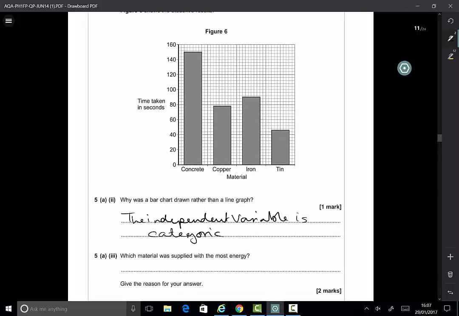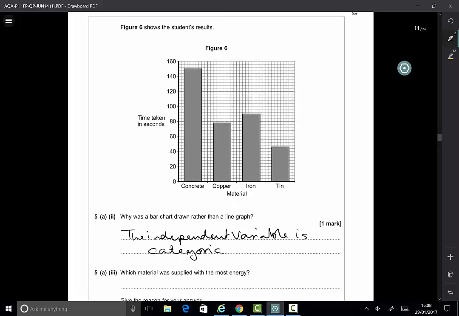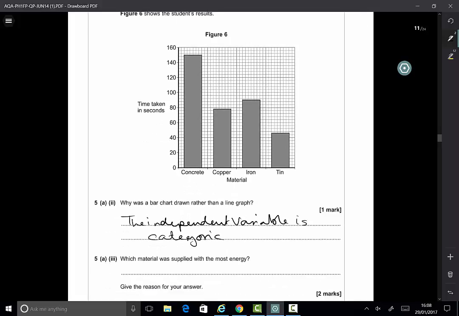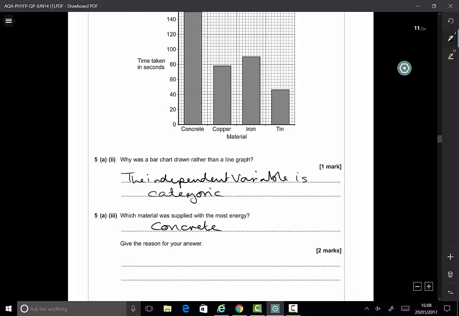Okay, which material was supplied with the most energy? So our graph here shows us the four materials and the time taken in seconds for them to be heated by 5 degrees. So they've got exactly the same amount of power going into them. So the one that has the most energy has got to be the one that's got the energy going in for the longest time. So that's going to be concrete. Our reason: took longest to heat. Something about the fact that the time is the biggest on that one.